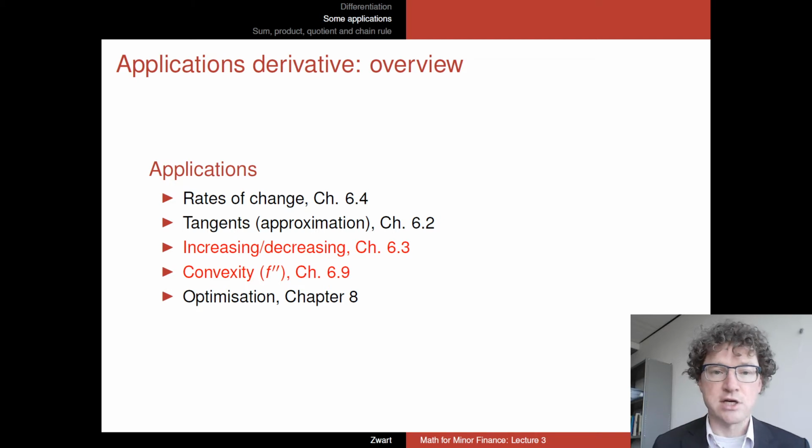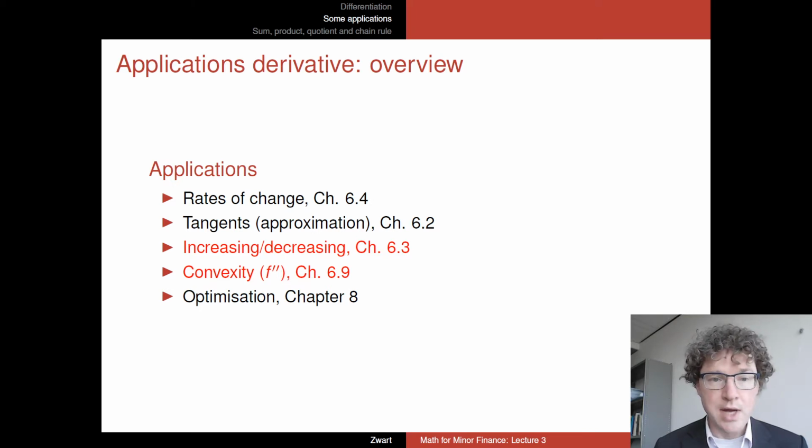So tangents should be no surprise in the sense that we define the derivative, or we define differentiation, in terms of the slope of the tangent line. So if you are interested in what's the slope of the tangent line to a function, then indeed you're interested in the derivative of that function at that point. So have a good read of that chapter as well.